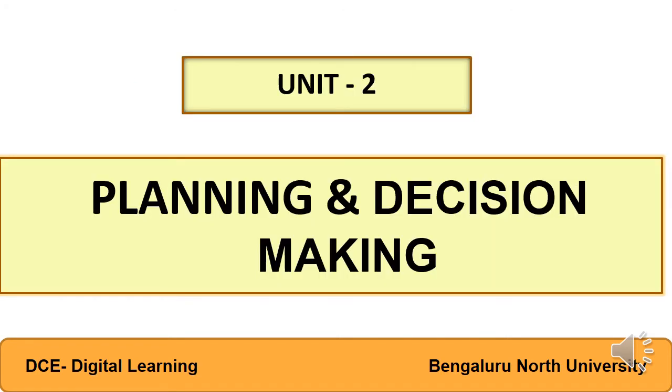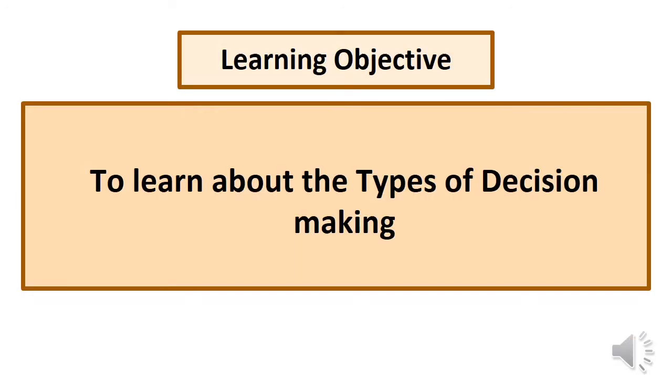Dear students, in the previous session we learned about decision making, that is the meaning of decision making, the characteristics of decision making, and the features of decision making. In this session, we're going to learn about types of decision making in the organization. Learning objective: to learn about the types of decision making.